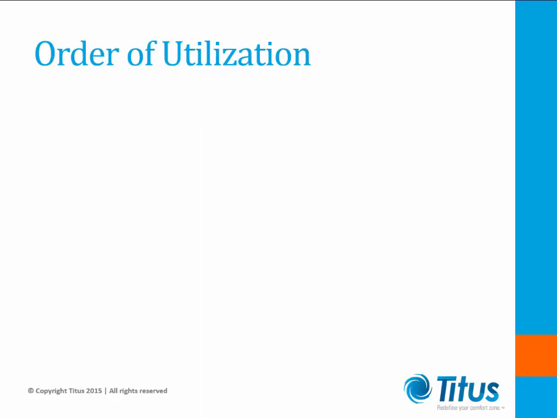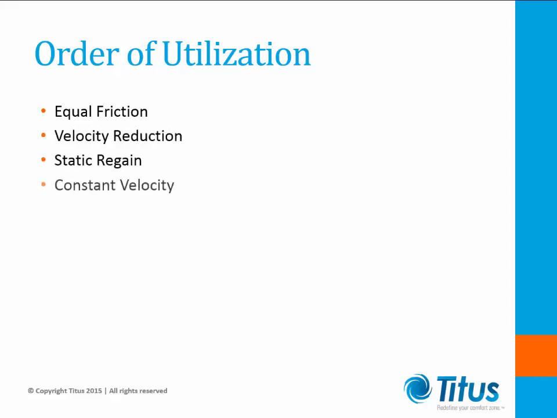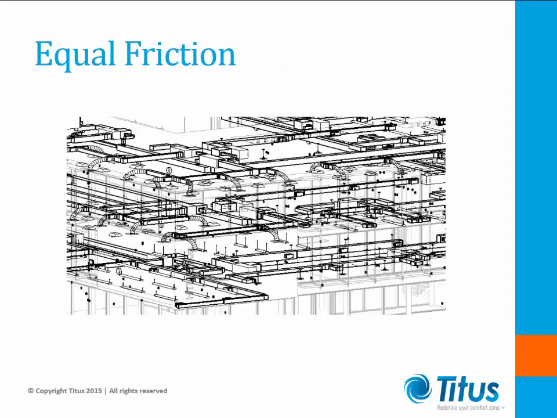Let's look at the order of utilization. The most common methods of air duct system design are as follows: equal friction, velocity reduction, static regain, and constant velocity. Equal friction is still the most widely used method. It is applied to most moderate to large size systems, large portions of hospital, large retail, education, office, and high-rise residential. Most design firms utilize both maximum unit friction and duct velocity design criteria in concert to size their ductwork.